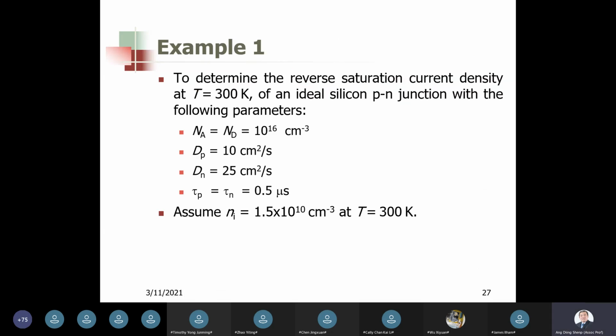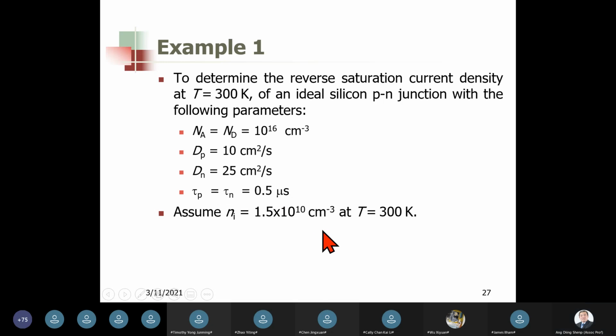Now let's look at some examples, and then we should be able to close for the day. Let's calculate some parameters and get a good feel for the order of magnitude of some of them. Let's determine the reverse saturation current density of an ideal silicon PN junction with the following parameters. The doping concentrations are given, the diffusivities of holes and electrons, as well as their respective lifetimes in the quasi-neutral region.